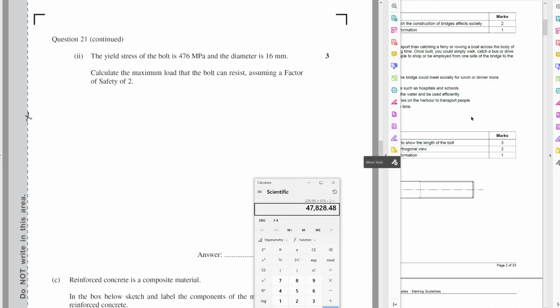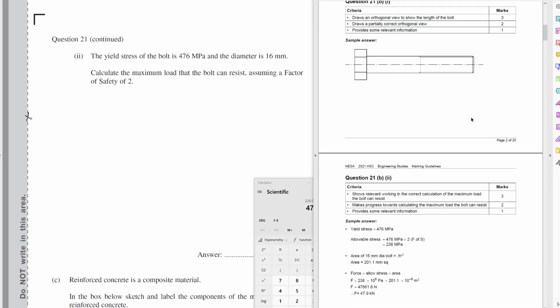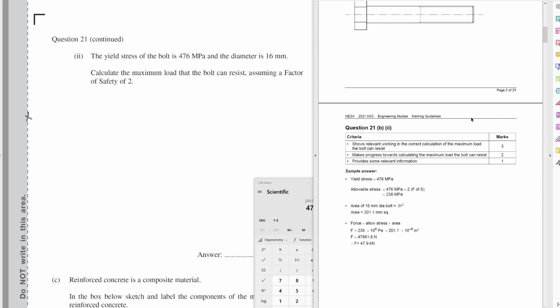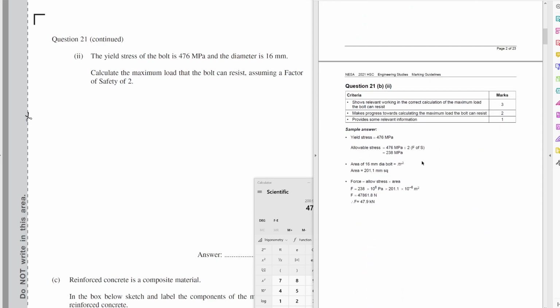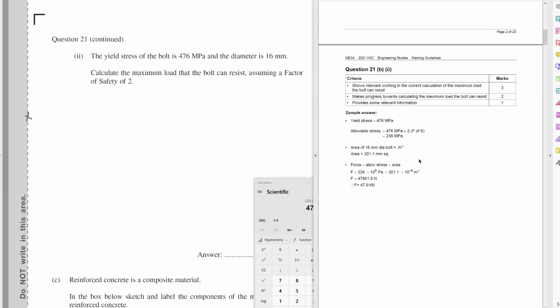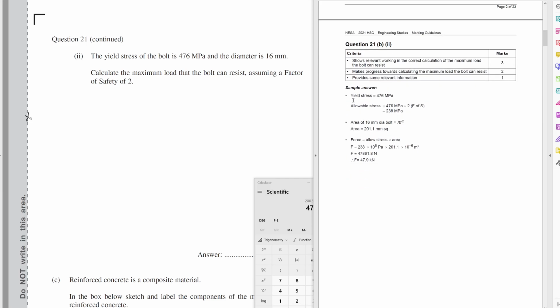47 kilonewtons. Let's see if I'm wrong. Good job. Okay, I don't know why I didn't just get the written up answer up first, because you all know how much I hate being wrong on the internet. Okay, so they've divided the stress by 2. That's fine. It's the same thing.